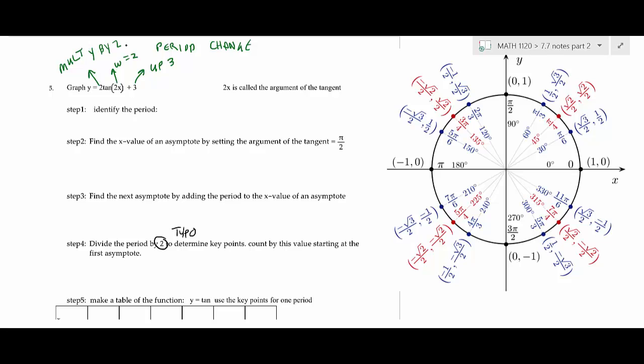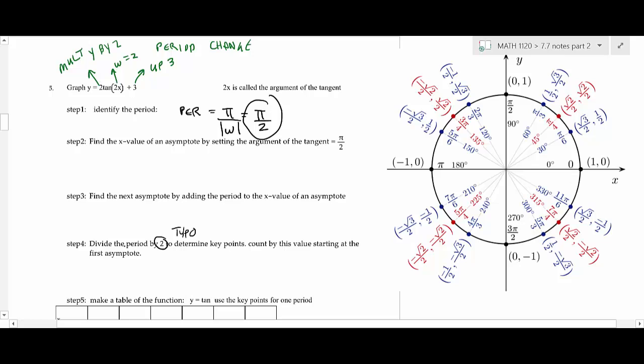So that's the idea. When you do this kind of problem, you always want to start by figuring out the period if it changes. The formula for a tangent is the period is pi over omega. So that's going to be pi over 2 now with omega being 2. All right, so that's the period. So it's going to be kind of shrunk this way.